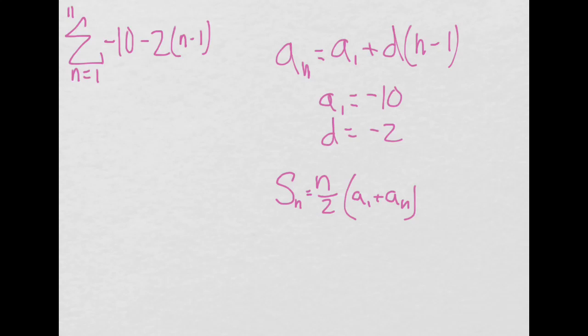So remember in Gauss's problem, he was adding up the first 100 integers. So we had 100 over 2 times 1 plus 100, and then it was really awesome. So we're doing the same exact thing, we just have different values. So let's plug in our values.